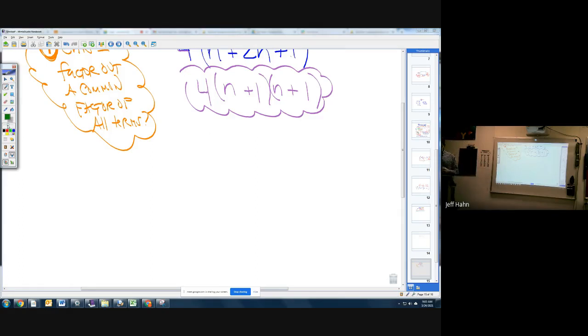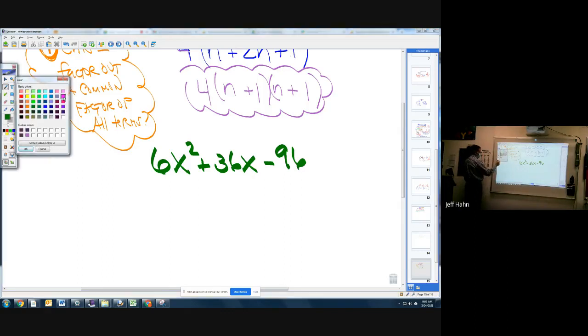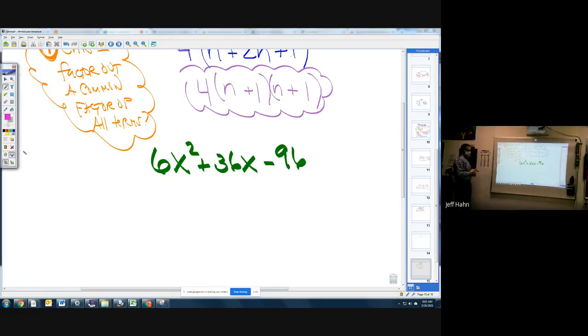Okay, how about this one? 6x squared plus 36x minus 96. I wonder what I can take out of all three of those. Does somebody have a suggestion for me? Charlie says 6. So let's see what I'm left with. I take a 6 out.